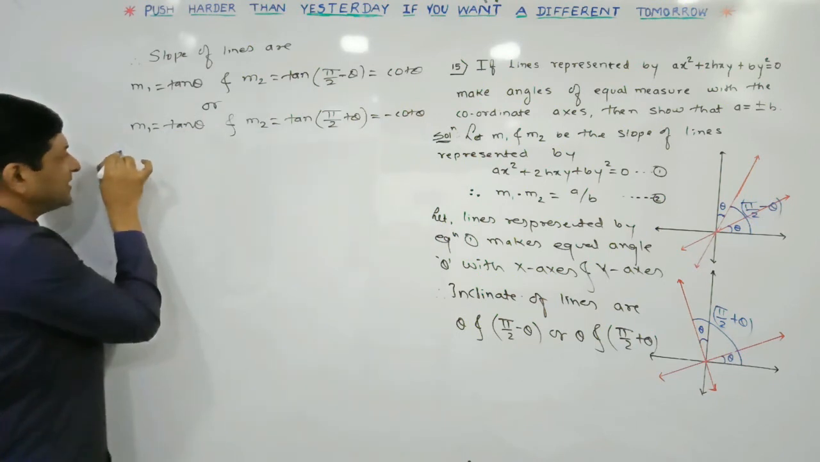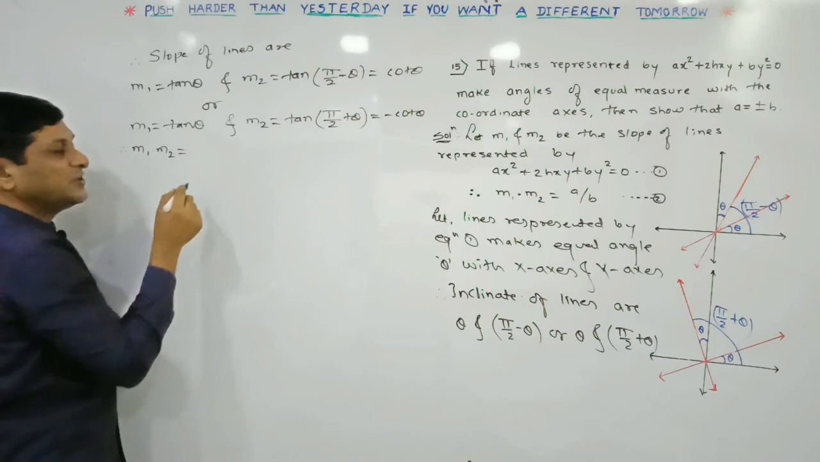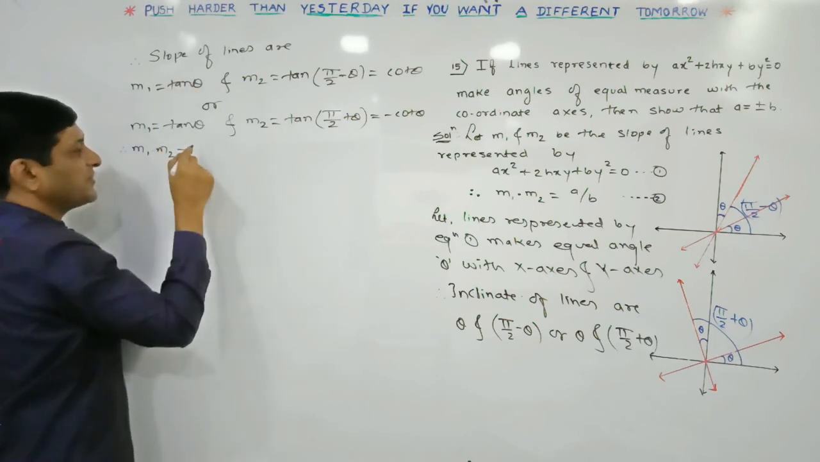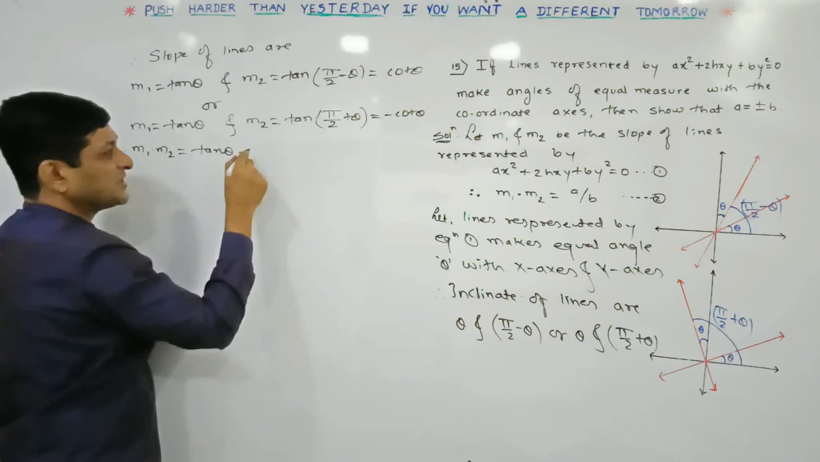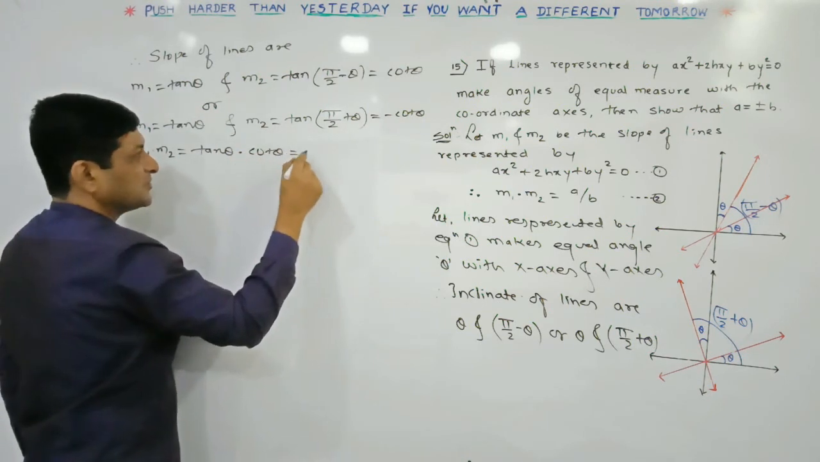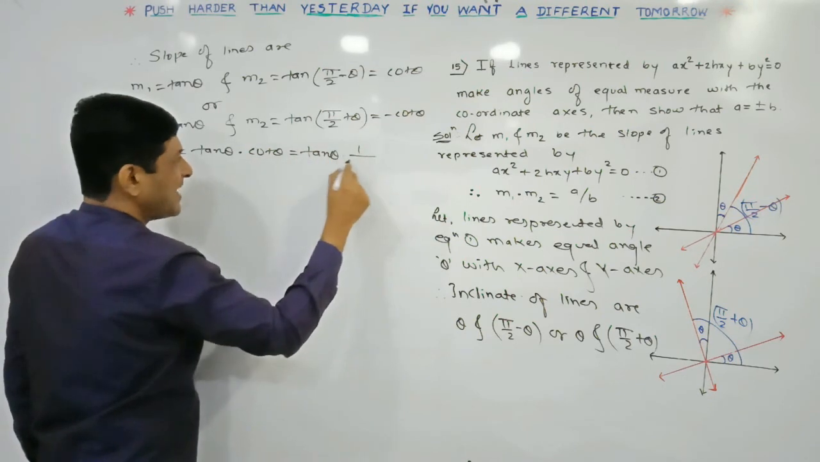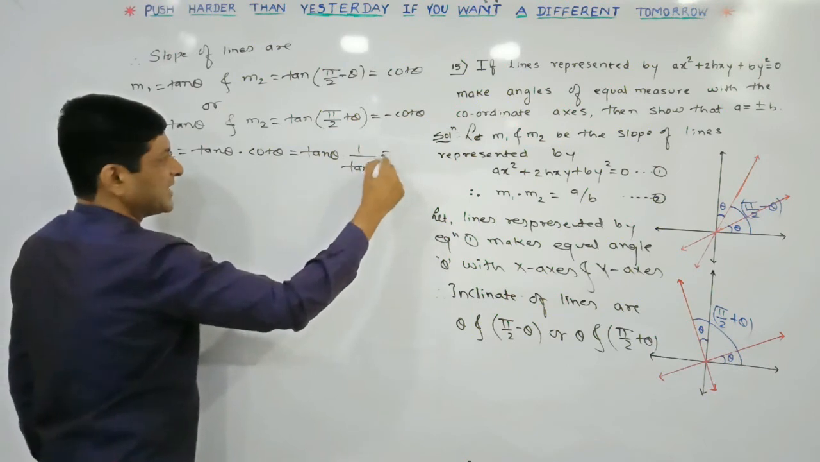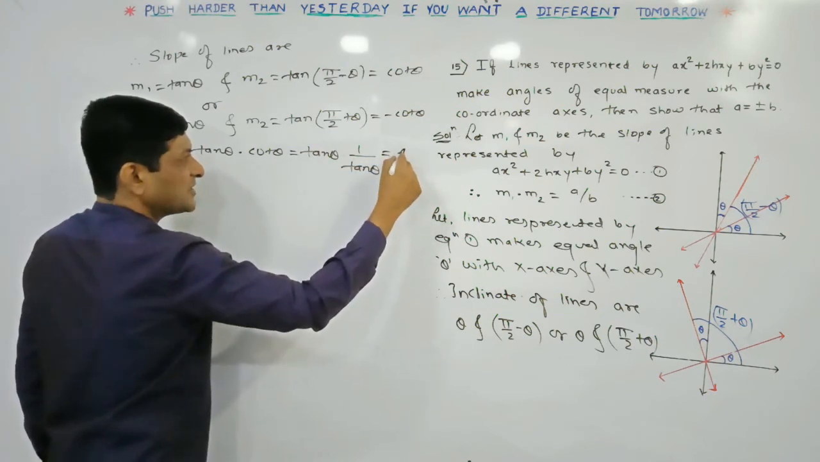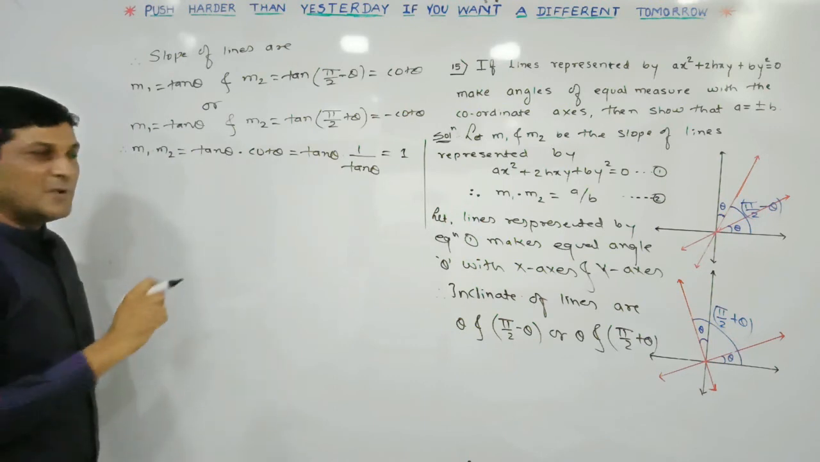So in the first case, m1 into m2 is equal to, what is the value of m1? Tan theta, and the value of m2 is cot theta. So it is tan theta, keep it as it is, times cot. Can I replace cot by 1 upon tan theta? Yes, cot can be written as 1 upon tan. Now tan will get cancelled. What result are we getting here? 1. So m1 into m2 is equal to 1.